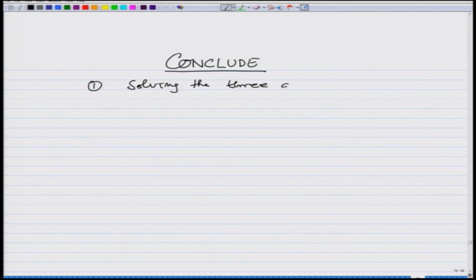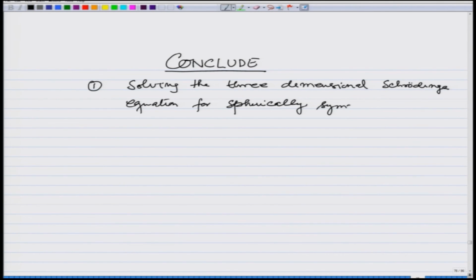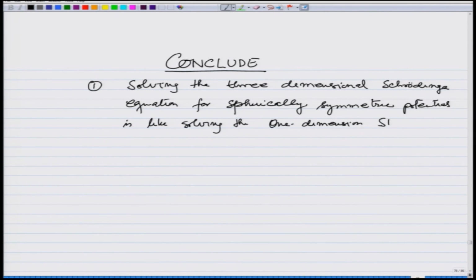So, to conclude this lecture, solving the 3-dimensional Schrodinger equation for spherically symmetric potentials is like solving the 1-dimensional Schrodinger equation with V effective of r equals L into L plus 1 times h cross square over 2 m r square plus the V of r that is given.